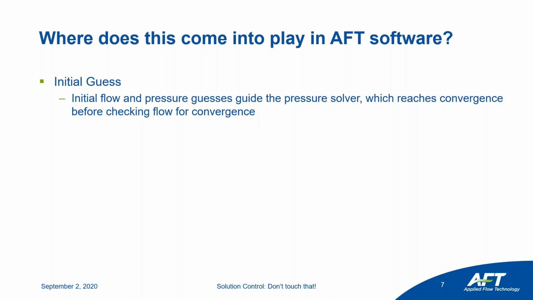What actually occurs in our software is that it'll solve pressure first independently. Once that reaches its own convergence, meeting its own relative tolerance, then it will go and check the flow rates to make sure those converge as well.